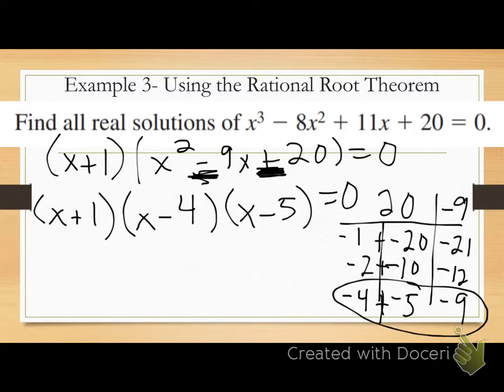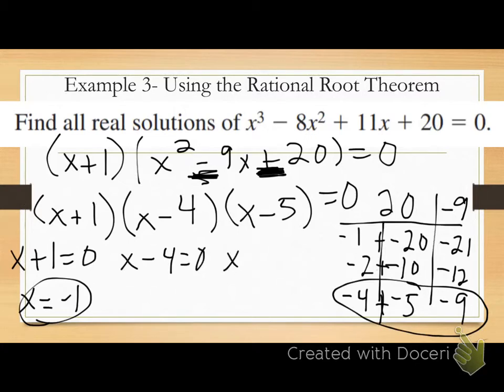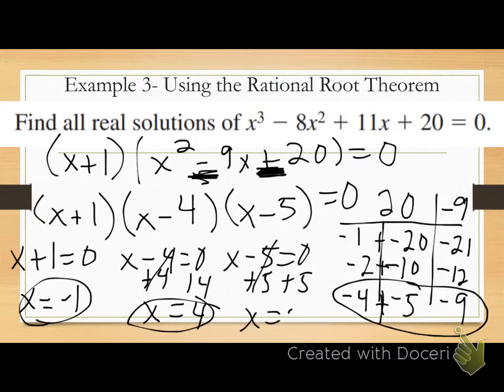Almost there. How do I now use this to find my solutions to this polynomial? Yep. Let's set each factor equal to 0. This one I already know is negative 1. I found that earlier. Here I'm going to add 4 to both sides. Here I'm going to add 5 to both sides. So my three real solutions of my polynomial are negative 1, 4, and 5. And that I'm done now. That's my answer. Does everyone see that?